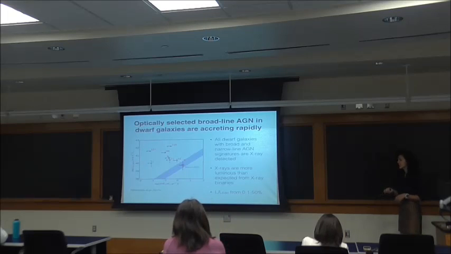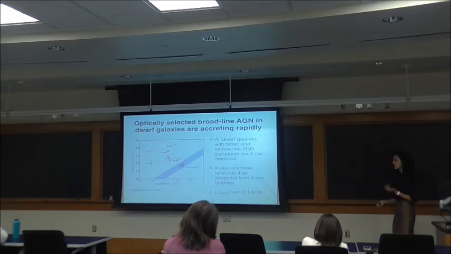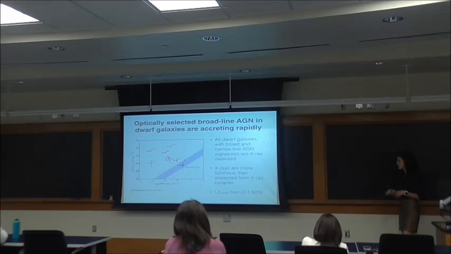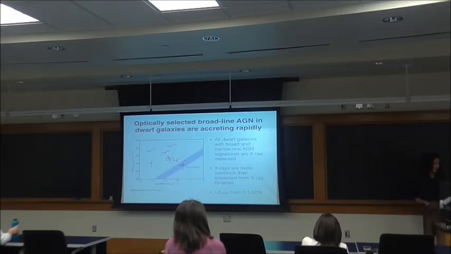It was X-ray detected, but for this one we can't definitively say whether that X-ray emission is from an AGN or not. Since these all have broad H alpha emission lines, we can estimate Eddington fractions, and they range from about 0.1 to 50%. So these are accreting very, very rapidly.